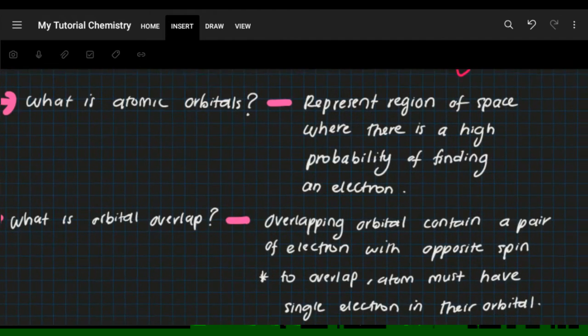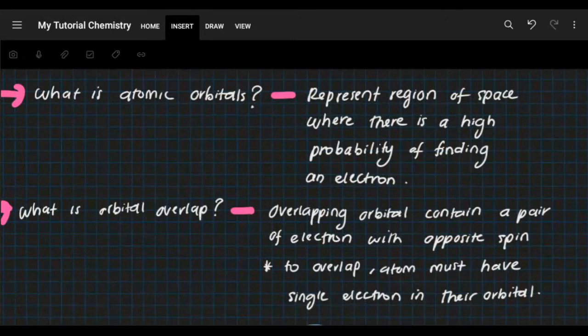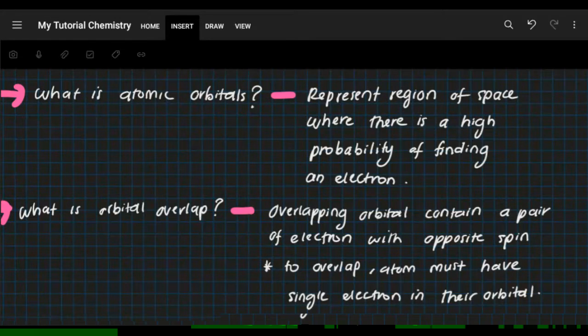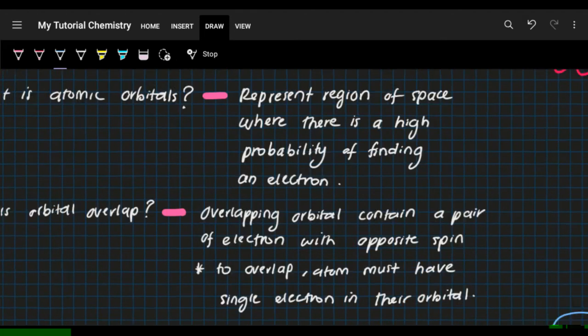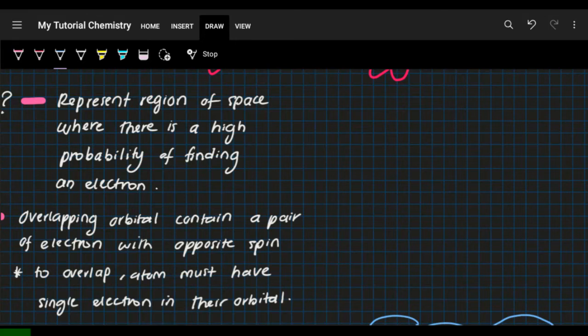Okay, first, what is meant by atomic orbitals? Atomic orbitals represent the region or space where there is a high probability of finding an electron. So every element or atom has its own orbital shape, depending on the location in the periodic table. Example, all group 1 elements have s orbital. Example, hydrogen has 1s1. So hydrogen has s orbital.